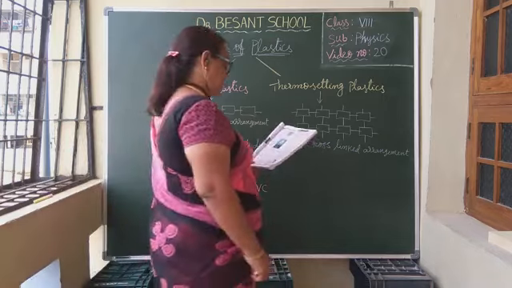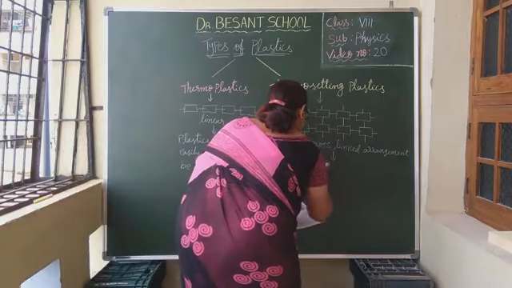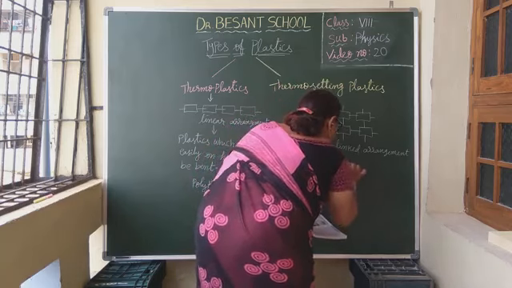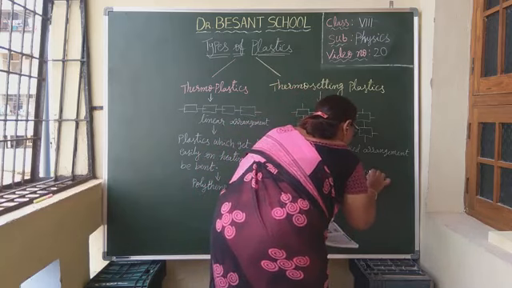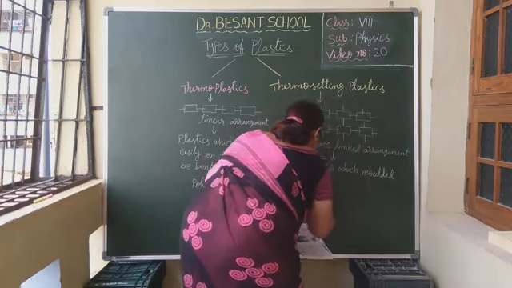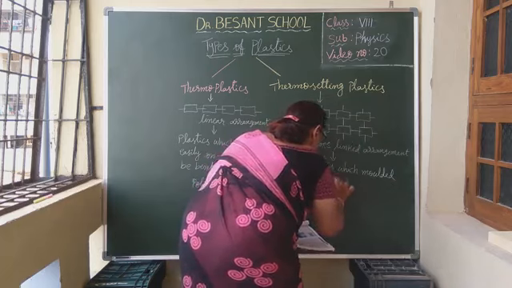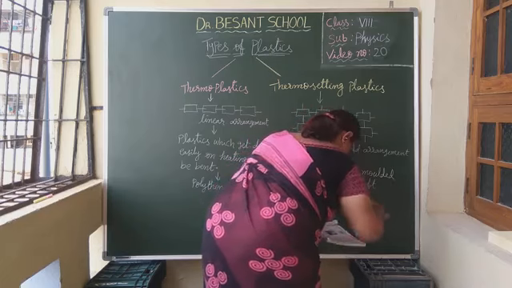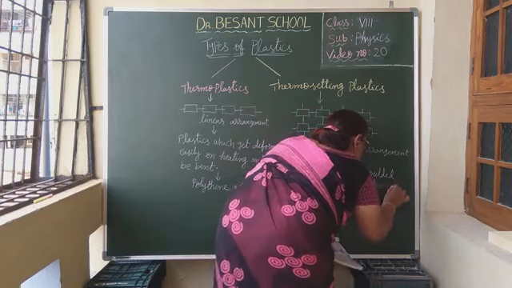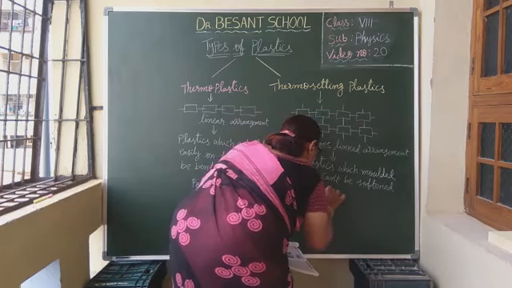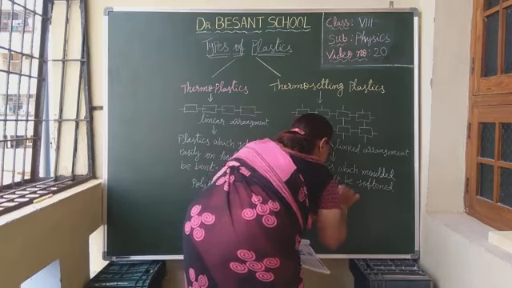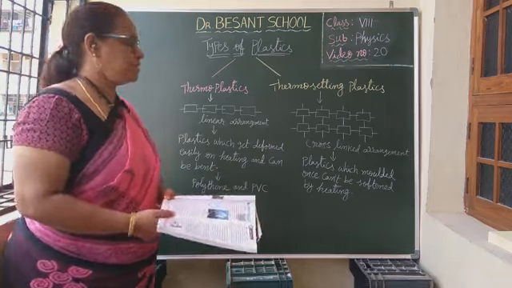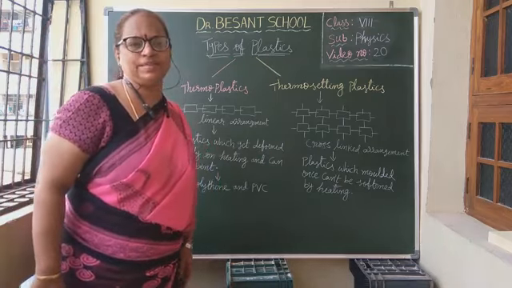Another type of plastics is this: plastics which, molded once, can't be softened by heating. Such plastics are called thermosetting plastics.